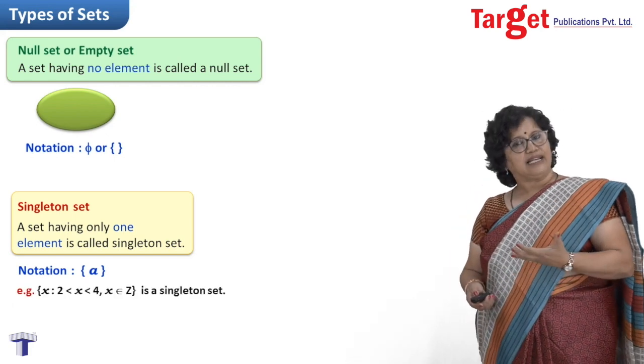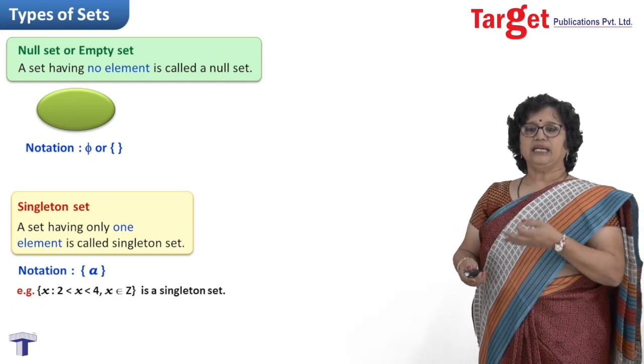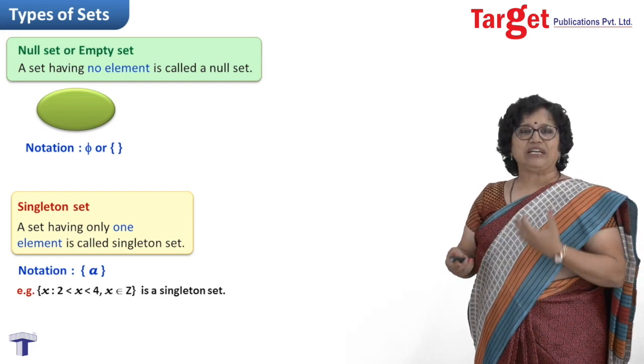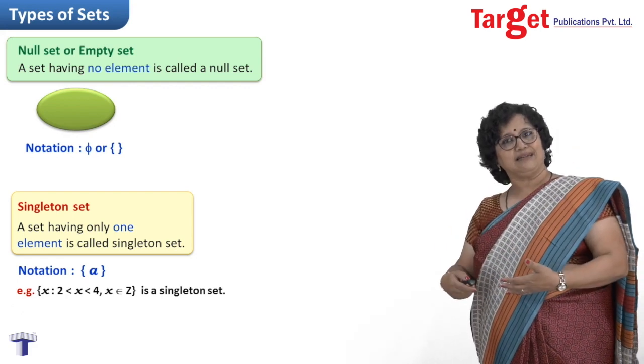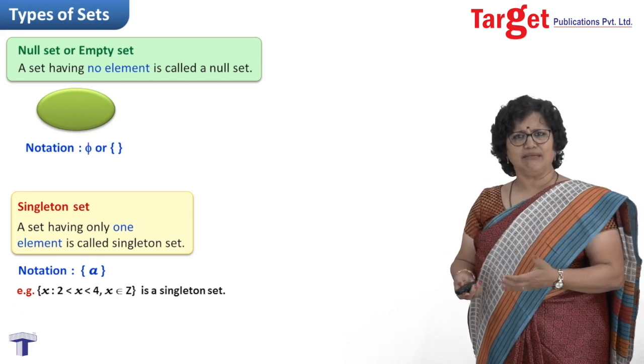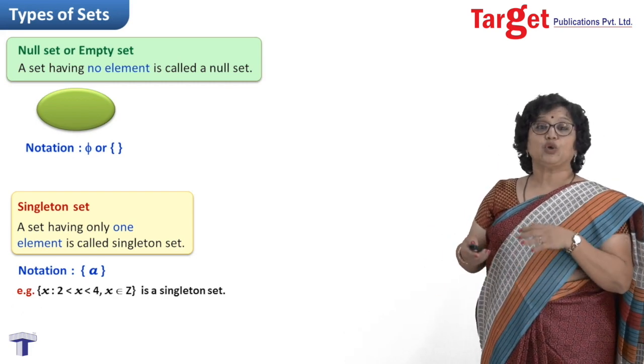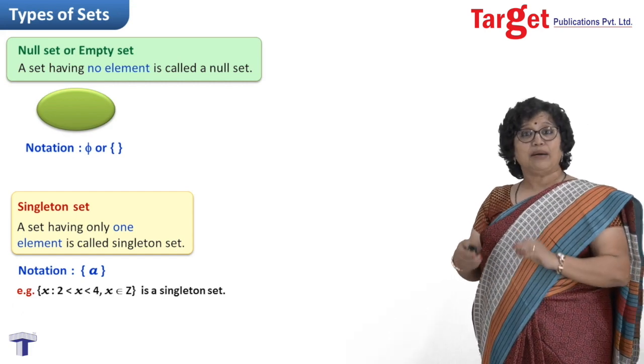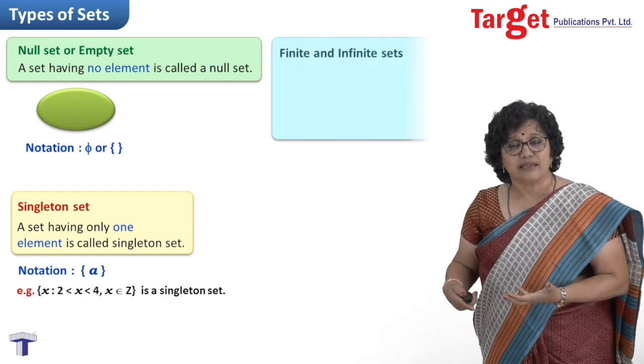So here I have taken one example where I write x such that x is between 2 and 4 and x is an integer. I could have said, since both the numbers are positive, I could have said natural number also. So this set will have only the number 3 in it. So it is a singleton set.